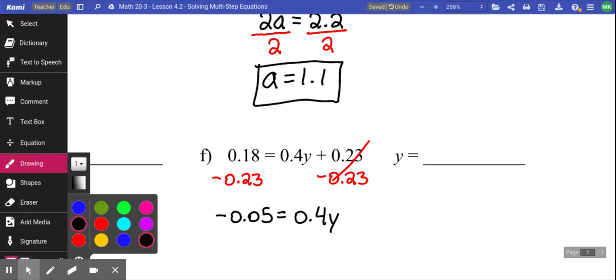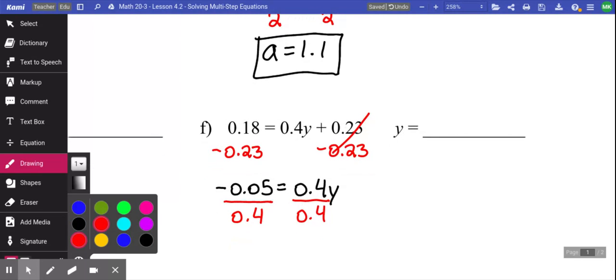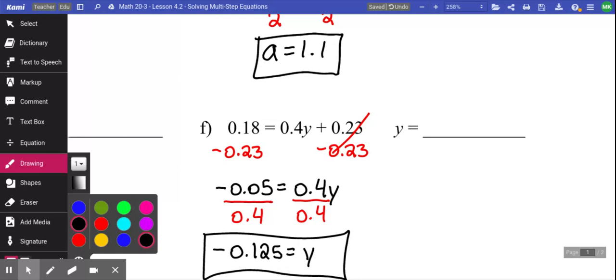Then you need to move that 0.4 to the other side. The opposite of timesing is dividing, so you're dividing by 0.4. I don't know what that's going to equal. 2.5? Yeah. Weird number. And that should have been your answer.